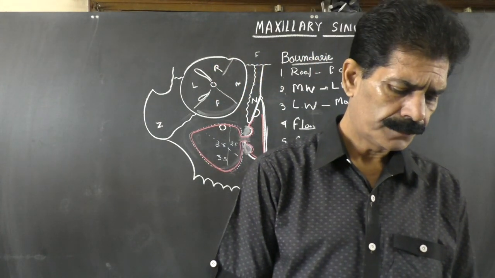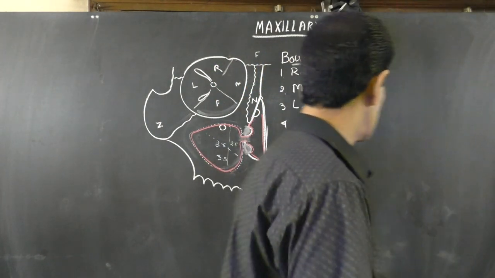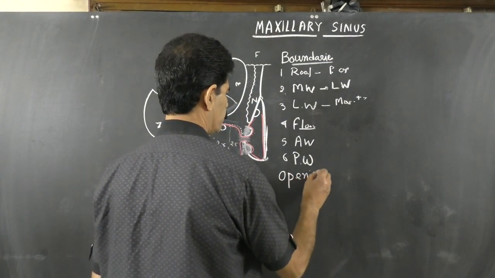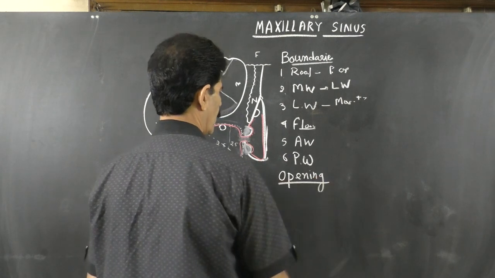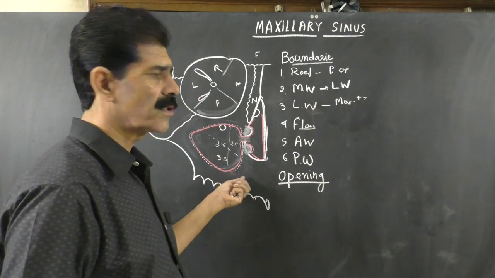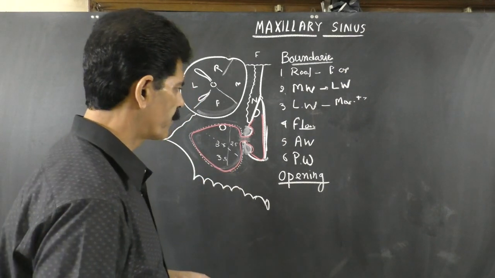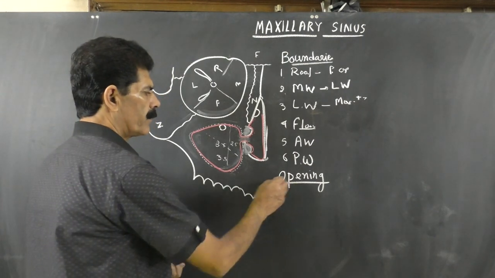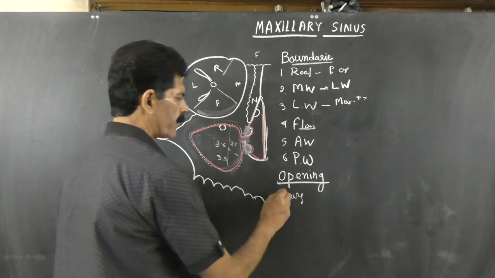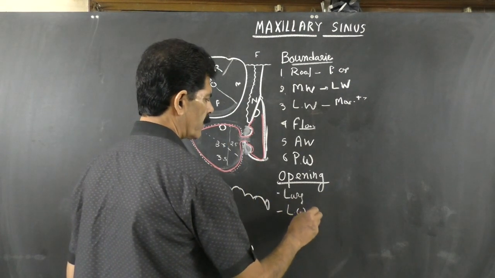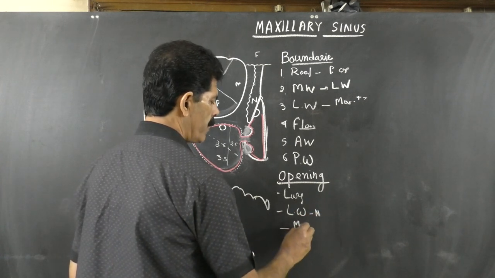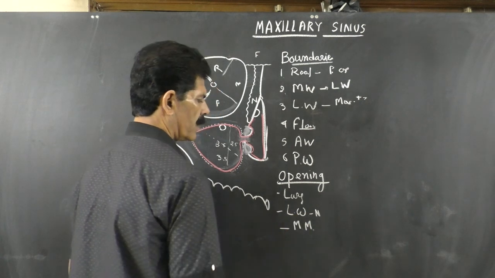Now come to its opening. It is internally lined by mucous membrane, which is ciliated, and goblet and mucus producing cells are also present in it. Now its opening is very large, and it opens in the lateral wall of the nasal cavity, into the middle meatus.